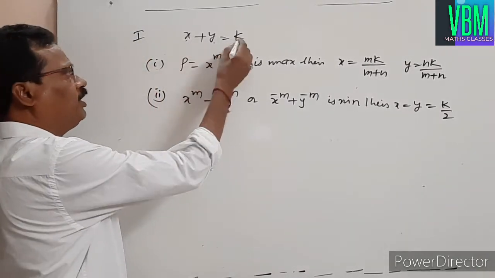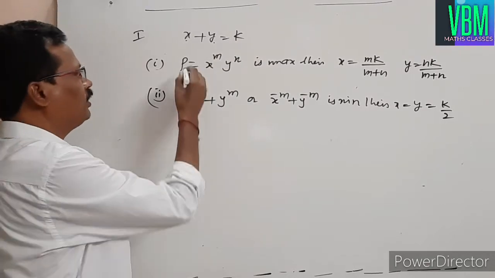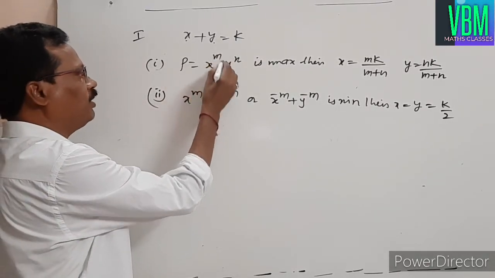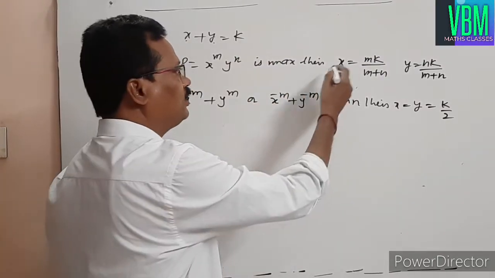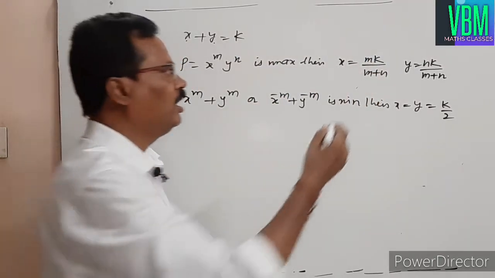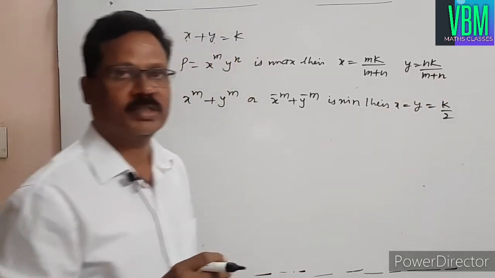If x plus y is equal to k, and p is equal to x to the power of m, y to the power of n is a maximum, then x is equal to mk by m plus n, y is equal to nk by m plus n.